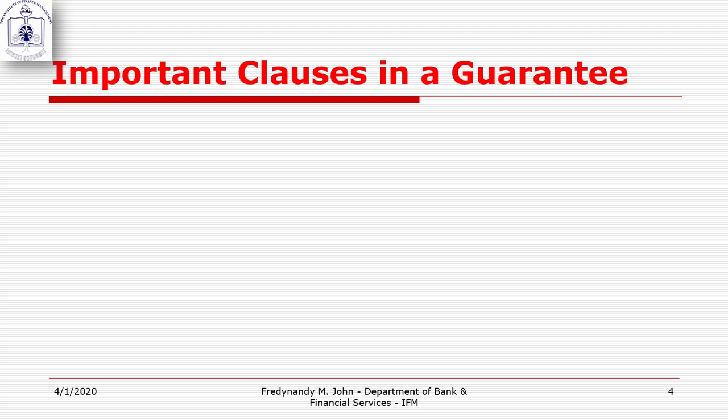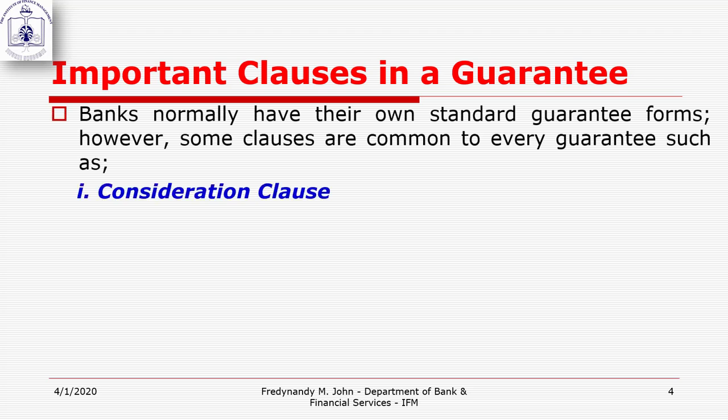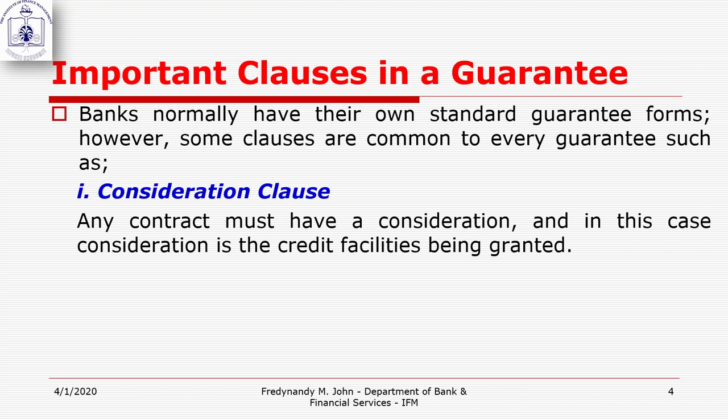Now, let's focus our discussion on the important clauses in a guarantee contract. The first clause is known as the consideration clause. We're being informed that any contract must have a consideration, and in this case, consideration is the credit facilities being granted. This clause simply means that the consideration will be the amount of money that has been borrowed by a particular borrower, or simply say borrowed by the principal debtor from the lender or the bank.